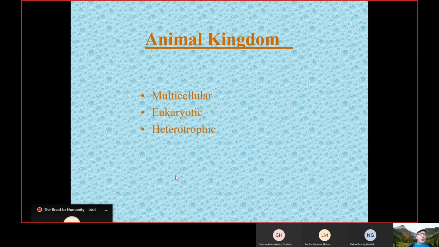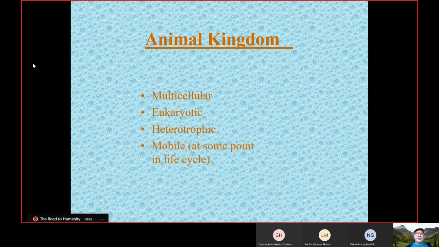They are heterotrophic. Maybe you remember that means they eat. They are consumers. They do not conduct photosynthesis. That would be autotrophic. And the fourth thing that makes it an animal is that they are able to move. They are mobile. So at least at some point in their life cycle, they can move. So some animals are immobile as adults, but as a larva, they swim around. So that's what we mean at some point in their life cycle.